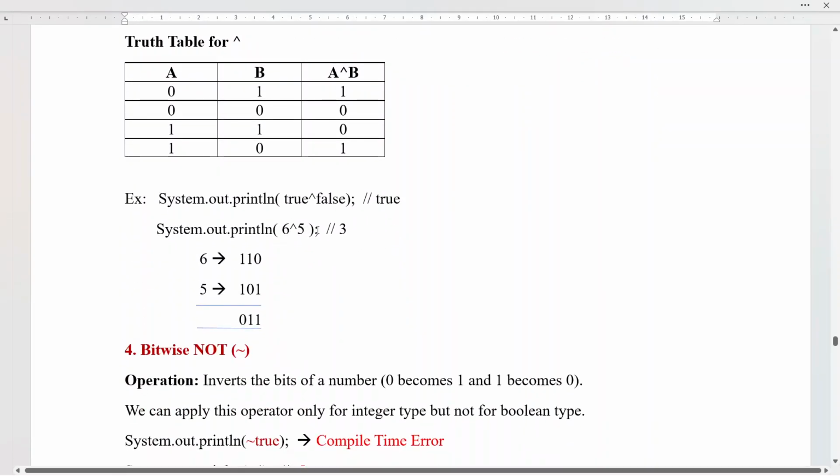And 6 XOR 5. The binary representation of 6 is 110. The binary representation of 5 is 101. So let's do the XOR operation for individual bits. 0 XOR 1. Here both are different, so it returns 1. 1 XOR 0. Here both are different, so it returns 1. 1 XOR 1. Here both the bits are same, so it returns 0. The decimal representation of 011 is 3, so 6 XOR 5 outputs 3.